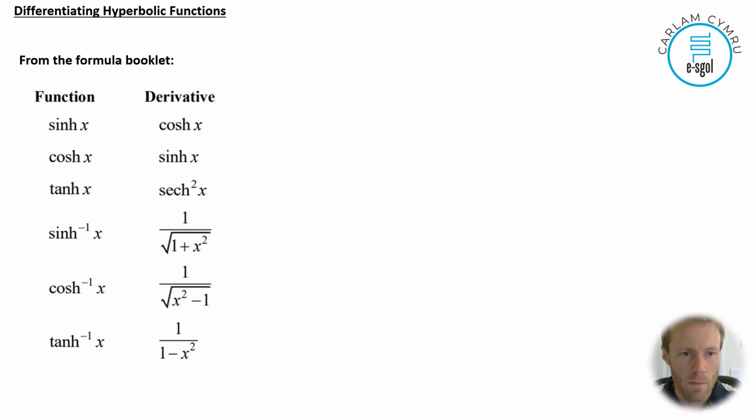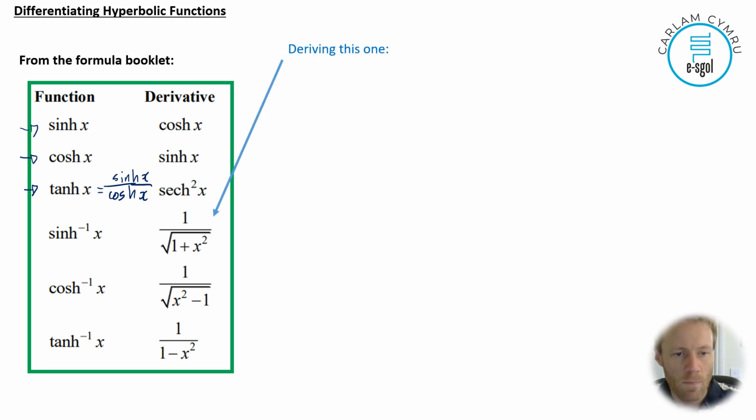So this is how they appear in the formula booklet, and these ones we can kind of do by differentiating the exponential form. I guess this one we could write as sinh over cosh, and then seeing that the derivative of the top is on the bottom, and going from there. The ones below there, we might need to be able to derive them. So we're going to take just this one here and try to derive it.